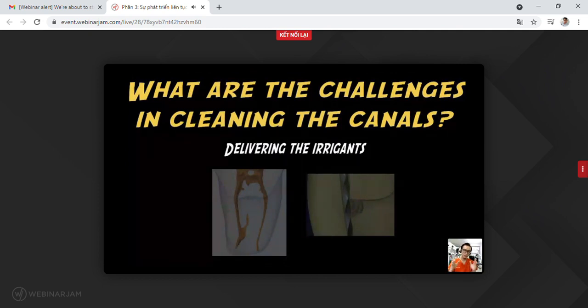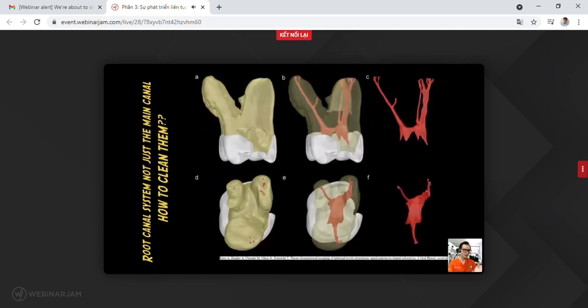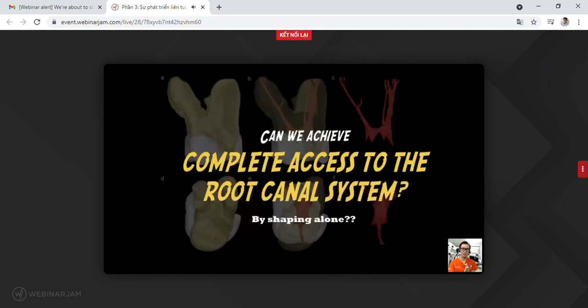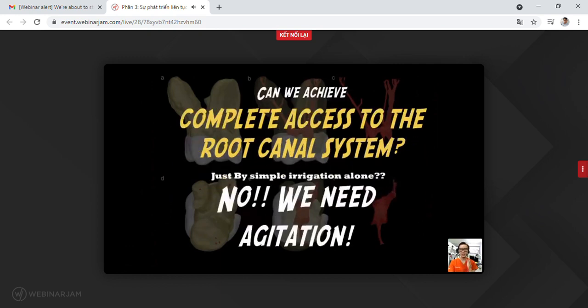We have already prepared the main canal, but how do we deliver the irrigants to the lateral canals? We have such variations in the canal's anatomy, and we want to reach the unreachable areas that files alone cannot. How can we deliver the irrigants to these kinds of anatomical structures?